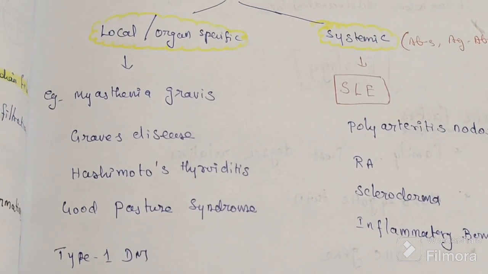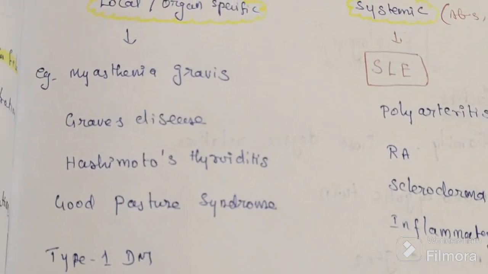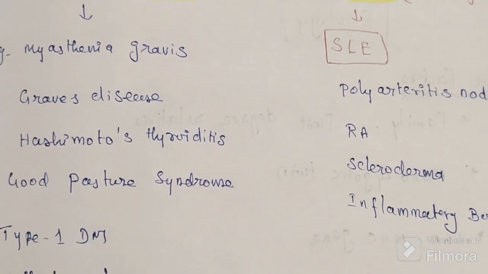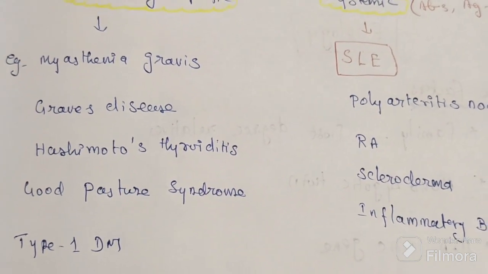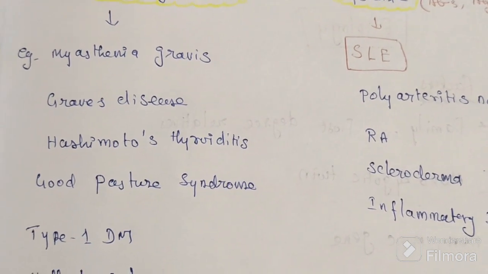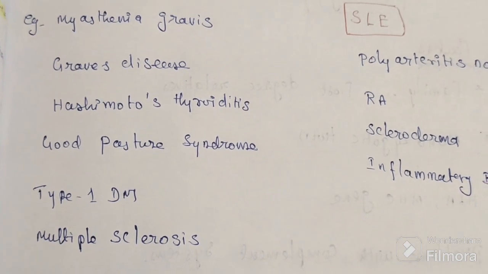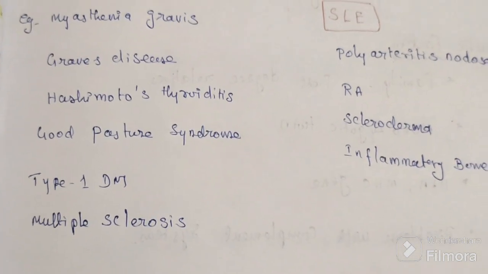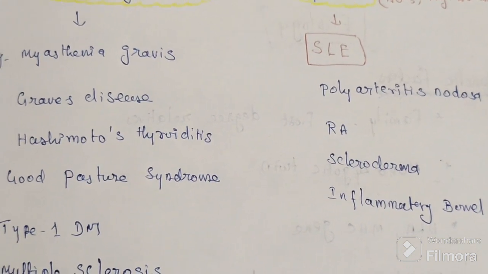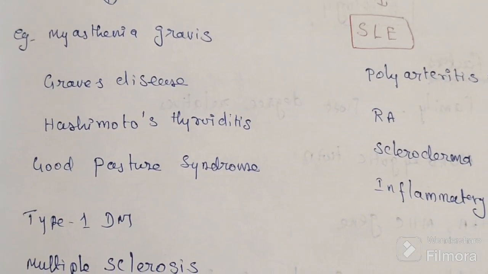What are the diseases? We have so many diseases: myasthenia gravis, Graves disease, Hashimoto's thyroiditis, Goodpasture syndrome, type 1 diabetes mellitus, and multiple sclerosis. These are local. These are some autoimmune diseases that affect a local organ.